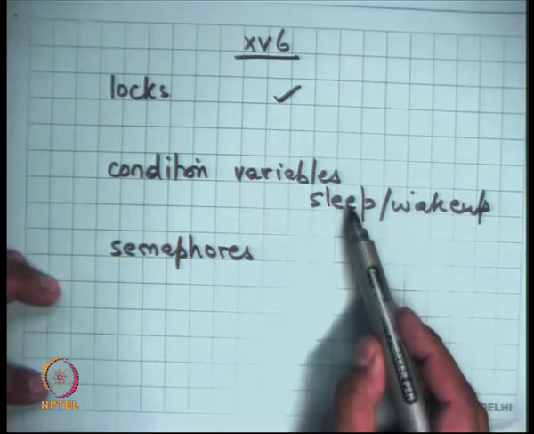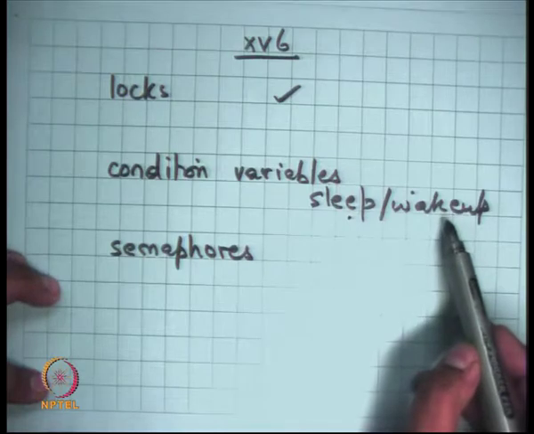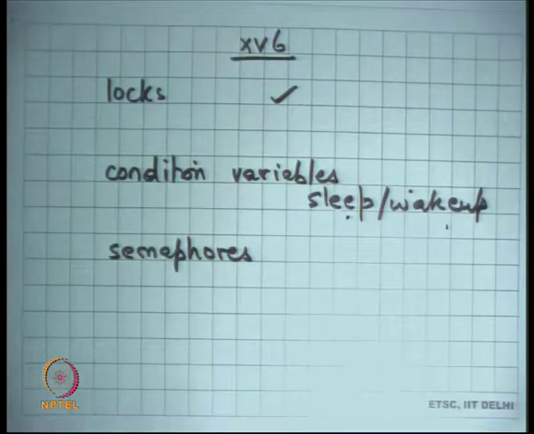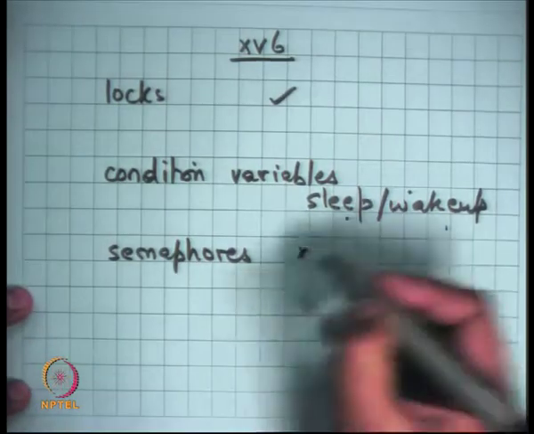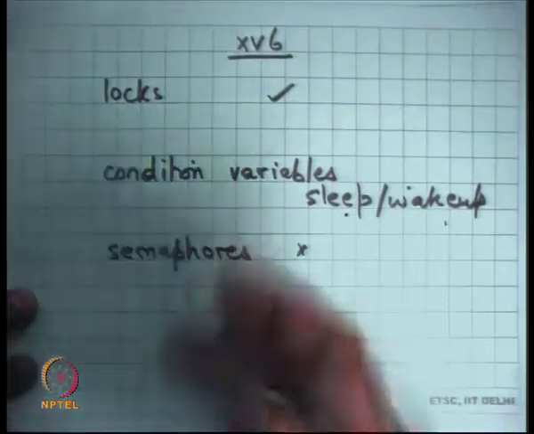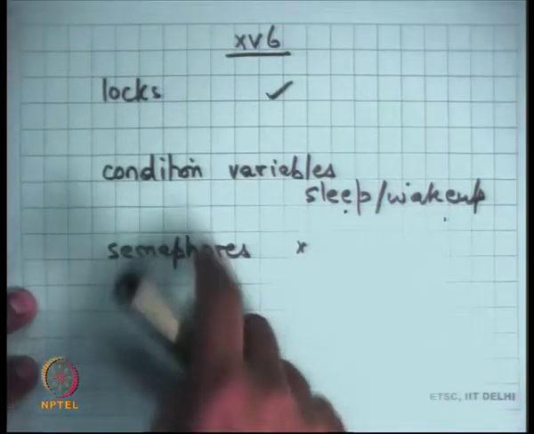Sleep is conditional wait, and wake up is notify. So instead of calling them condition variables and wait and notify, it calls them sleep and wake up, and we are going to see what the subtle differences are between sleep and wake up and wait and notify. XV6 doesn't use semaphores. So that's fine. Semaphores are anyway higher level. You can always simulate anything that you need with semaphores using locks and condition variables.